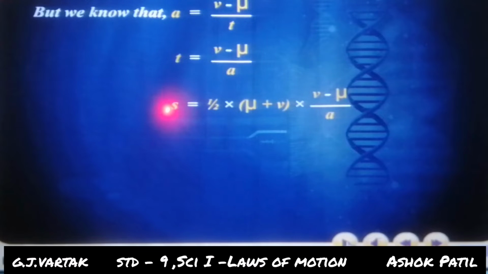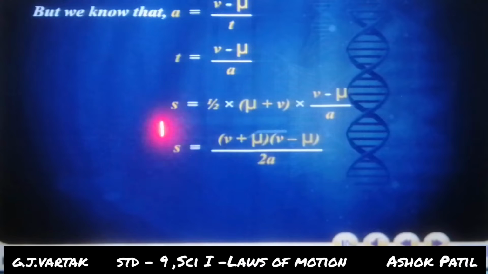Therefore, s is equal to 1 upon 2 into u plus v into v minus u upon a. Yes, here is the value of t. On the last page we saw s is equal to 1 upon 2 into u plus v into t. This is the value of t. Look at this: t is equal to v minus u upon a. Then a is here, the denominator coming to this side as multiple. 2 is here, the denominator coming to this side as multiple.